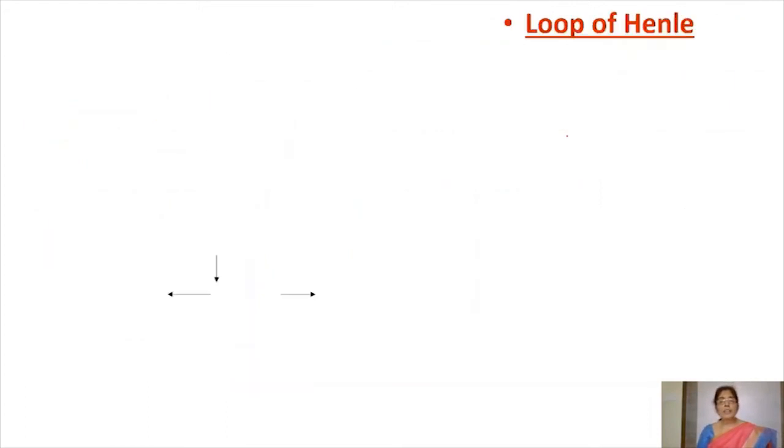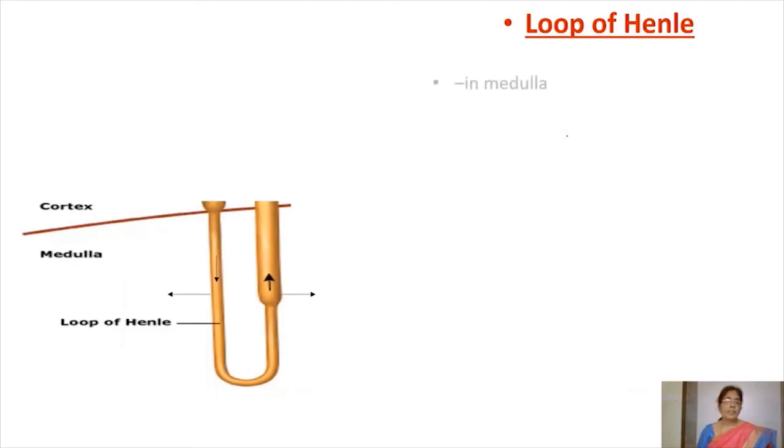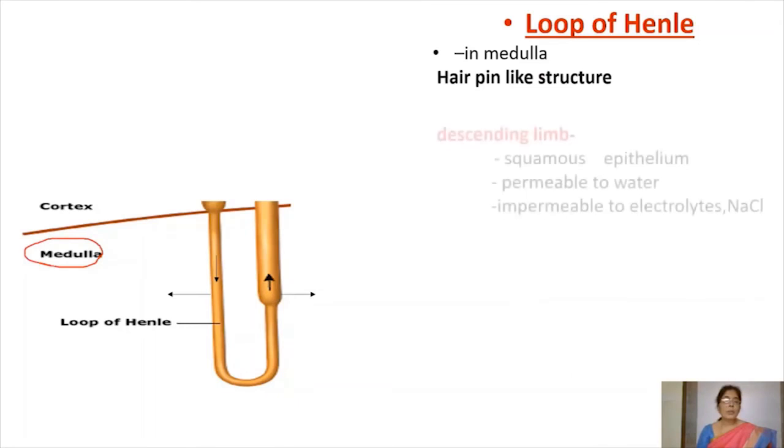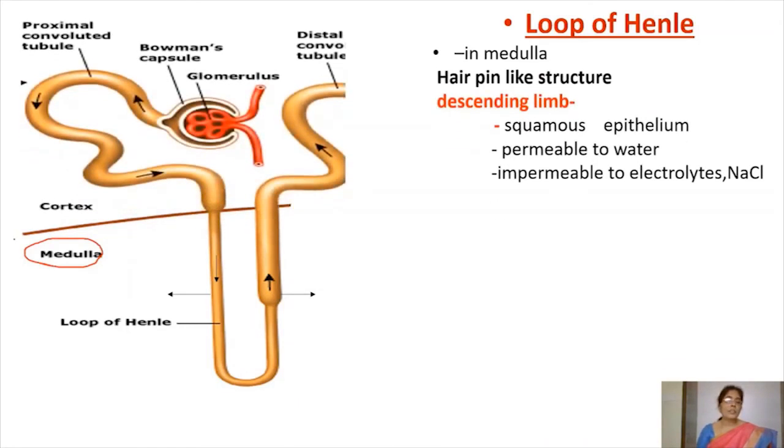The second part of the renal tubule is the loop of Henle. This loop of Henle is present in the medullary region. So the proximal convoluted tubule opens into and continues as the loop of Henle. It is a U-shaped or hairpin-shaped structure. And this loop of Henle consists of two parts, two limbs. This is the descending limb of the loop of Henle. Here in this limb, the fluid, the filtrate, flows downwards.